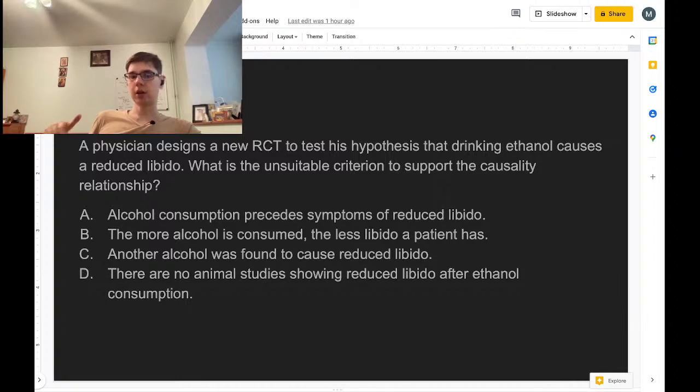Lastly, D. There are no animal studies showing reduced libido after ethanol consumption. This is the unsuitable criterion due to the fact that it violates one of the Bradford-Hill criteria, namely experiment. This means that you have to have an experiment in vitro or on animal studies that shows the relationship between the cause and effect.